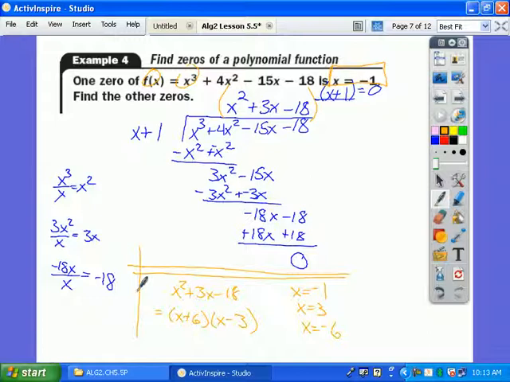Now, of course, we can verify this looking at the graph. The graph should intersect the x-axis in 3 places. If you look at this graph, it will. It'll intersect at -1, at 3, and -6. So we have the graph to help us here.